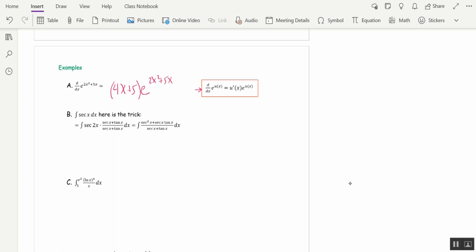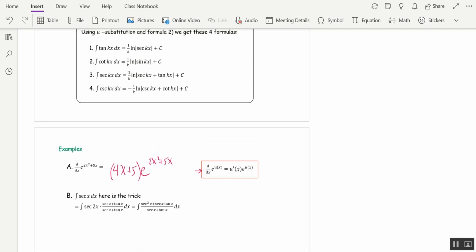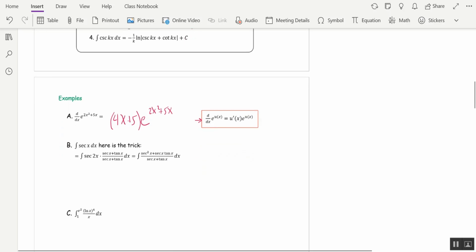Okay, the next one, I'm going to verify a formula in your Bible for you. So formula 3 right here is a Bible formula, and I'm going to verify in the case that k is 1. And hopefully this will convince you that you don't want to do this by hand every time. So take this 2 out, that's a typo. The integral of secant x dx. The trick is to multiply by secant x plus tangent x over secant x plus tangent x. So I'm multiplying by 1, but what that gets me is the ability to do a u sub. So now I'm going to let u be the denominator.